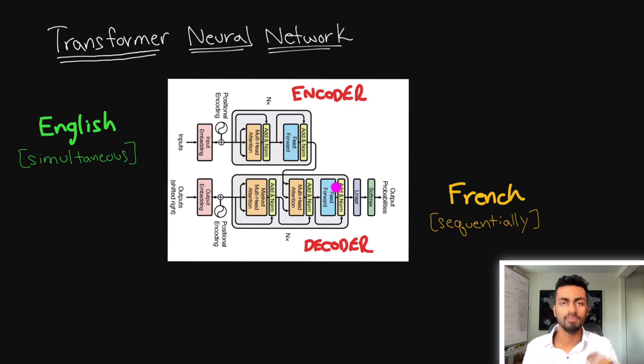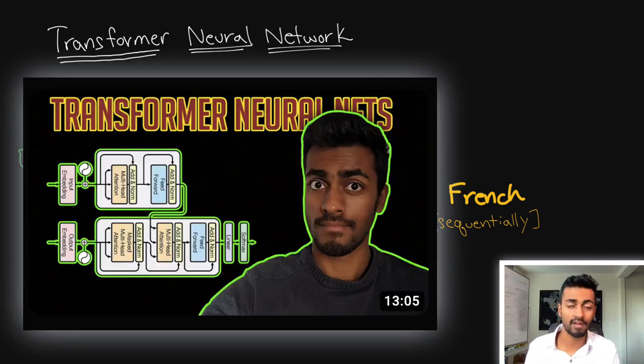And so in order to do this translation from English to French, it will take all the words of the English sentence simultaneously. It'll generate word vectors over here for every word simultaneously. These word vectors will then be passed into the decoder. And then the decoder will generate the French translation one word at a time. And every time there's one word generated, it's going to be provided as context to the decoder itself. Now, I've explained in much more detail how this training works in my video on transformer neural networks, so please do check it out for more information.